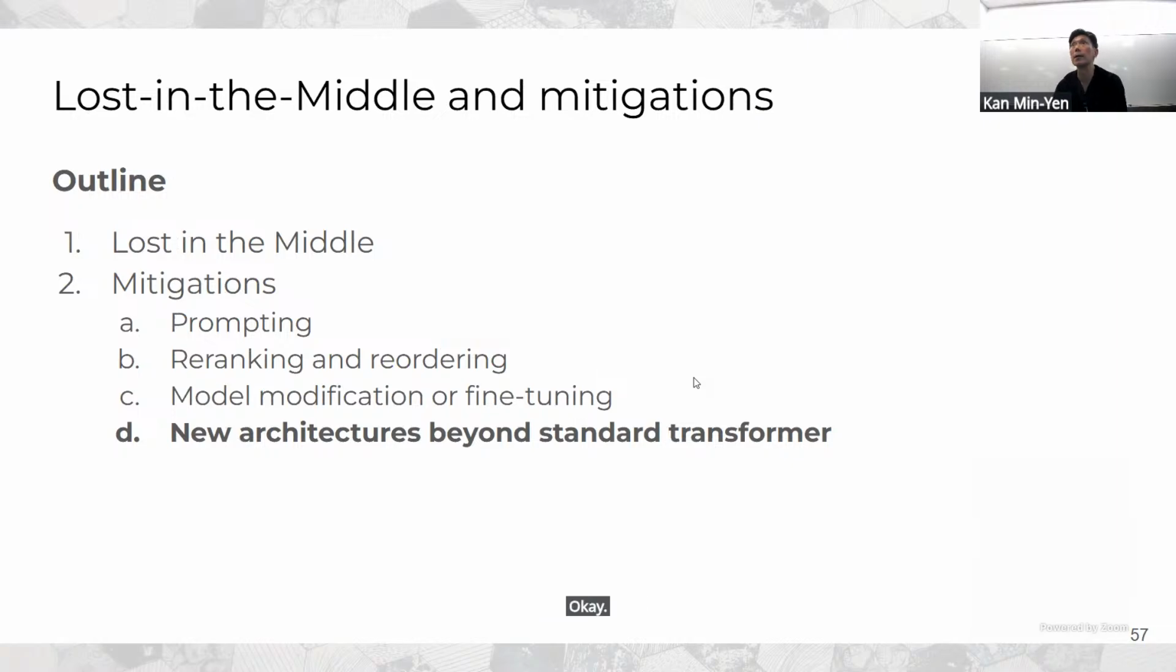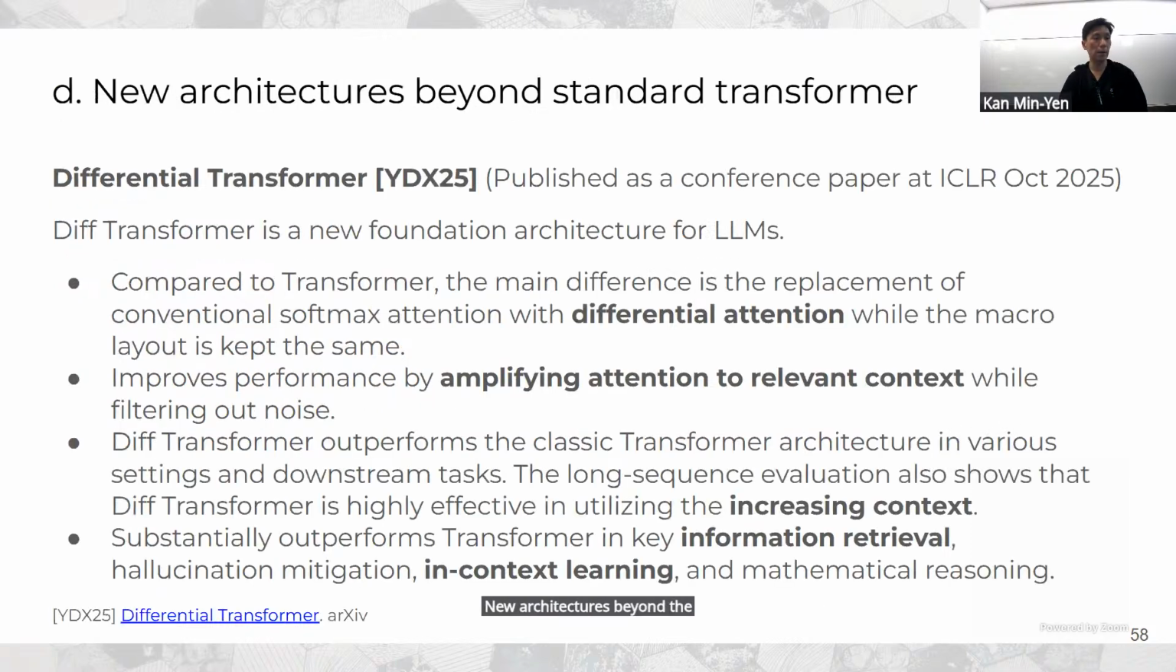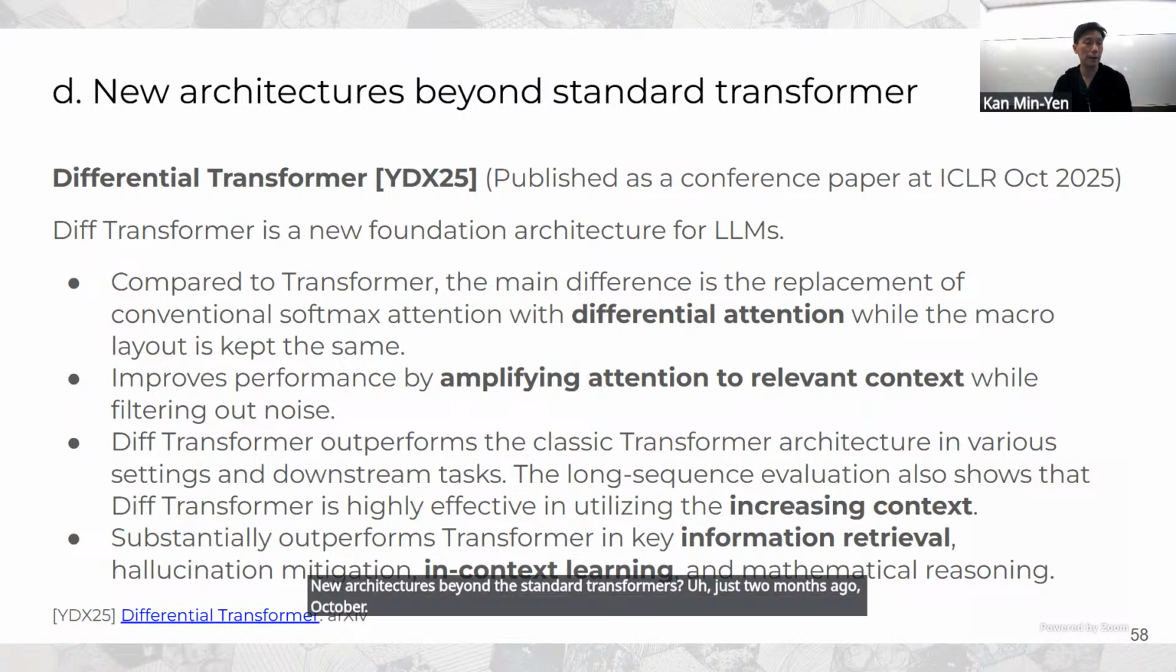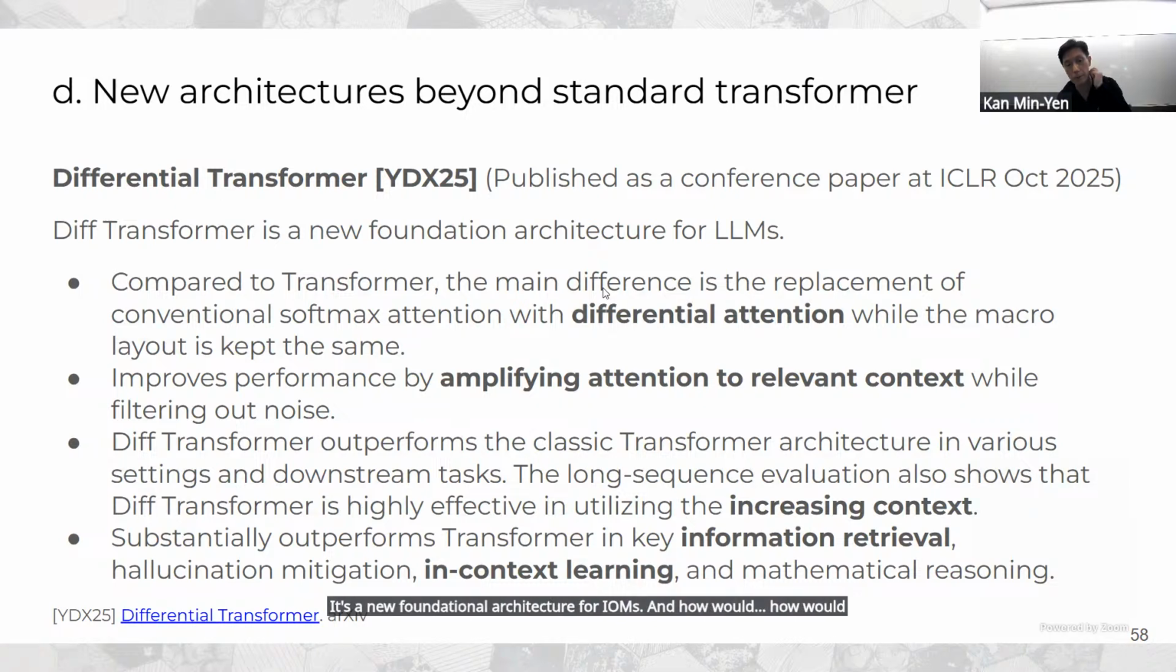Okay, finally, the last part, and I've exceeded by a little bit. New architectures, this will be really quick. New architectures beyond the standard transformer. Just 2 months ago, October, at ICLR, a new paper called Differential Transformer was released. It's a new foundational architecture for LLMs. And how it differs from the standard transformer is that it replaces the softmax attention with differential attention, while everything else is kept more or less the same.